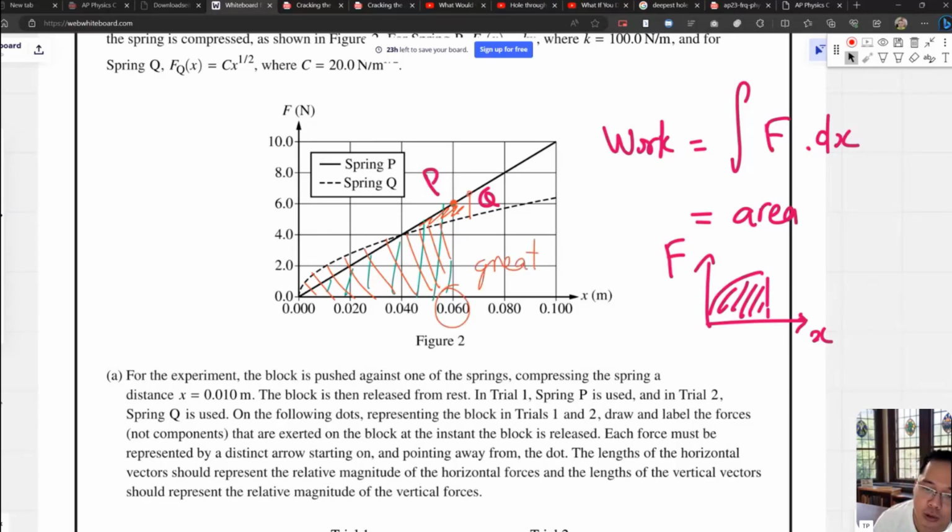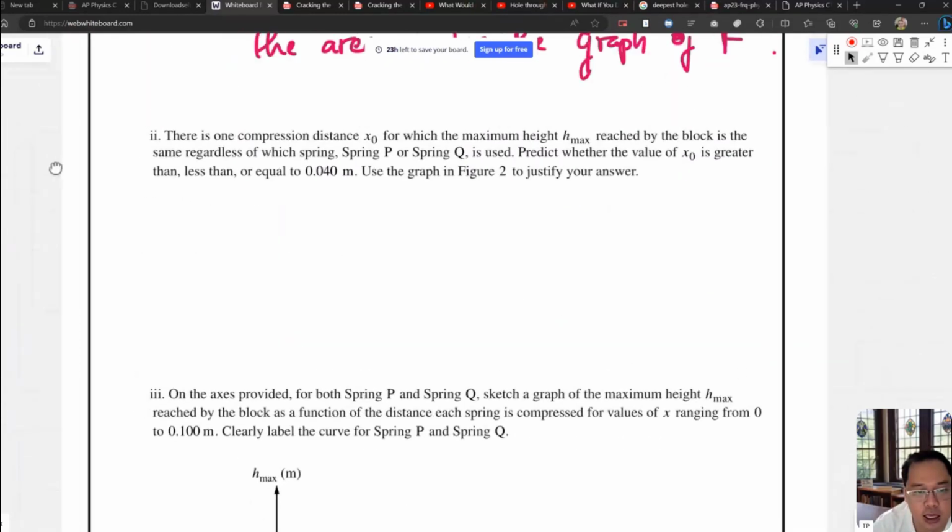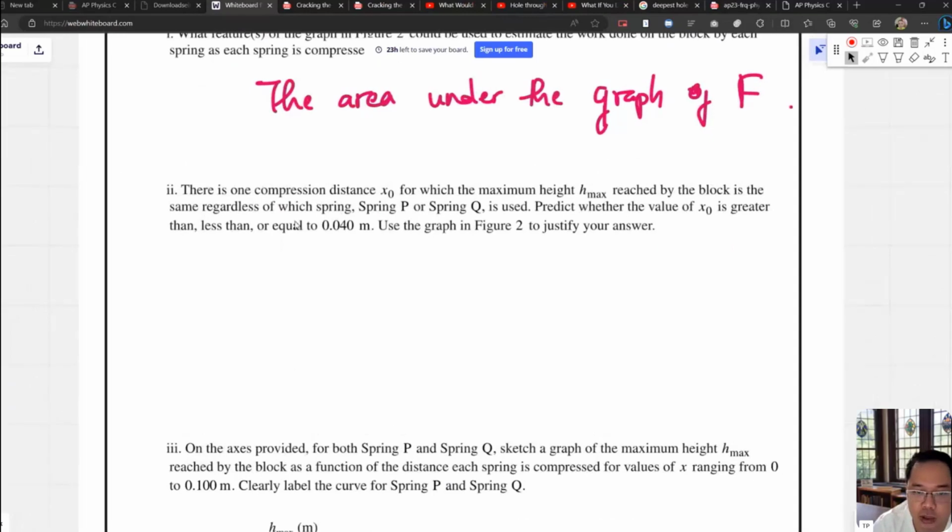Greater than 0.06. So it's not smaller than 0.04 as mentioned in the question. Here: less than, equal to, greater than. Okay, so our answer is greater than. Okay. Yes.